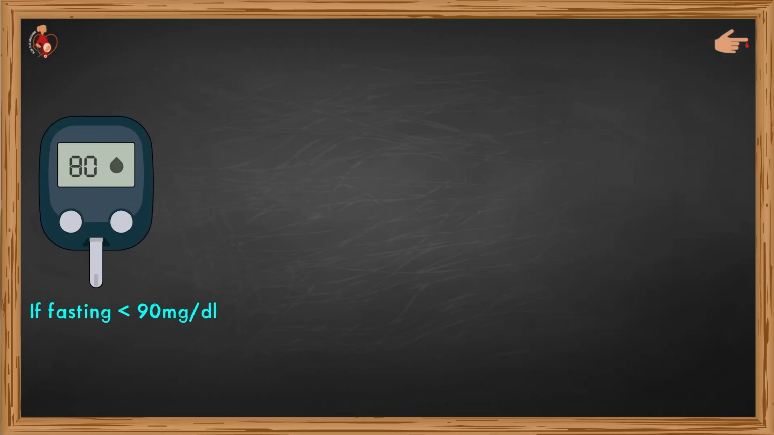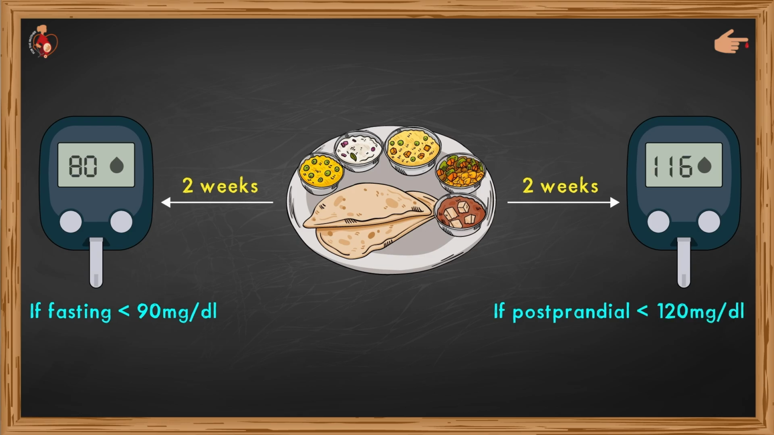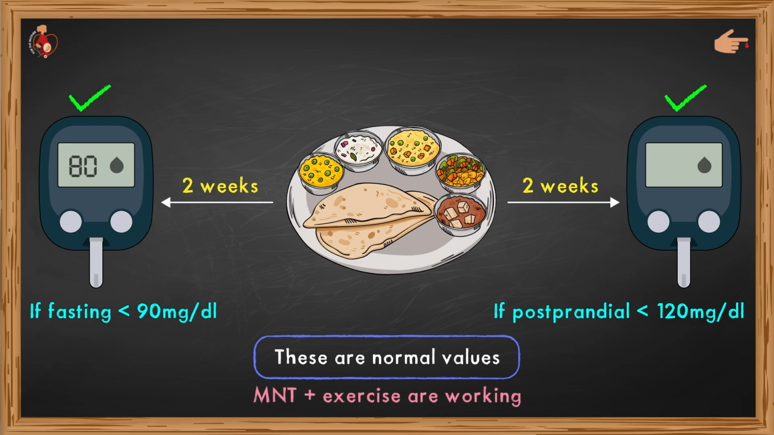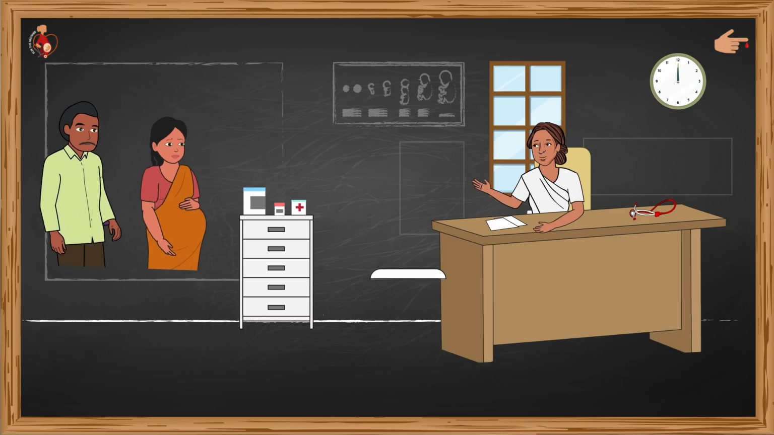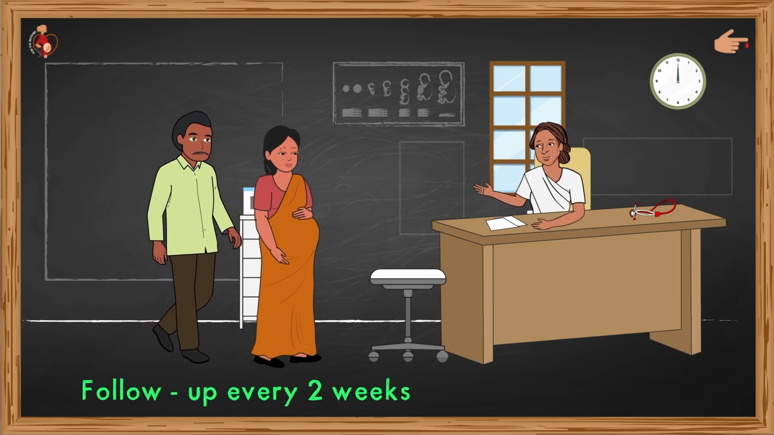After the lady has had the MNT, which is the nutritional therapy, and the exercise, the sugar levels will be checked by the midwife. If the fasting is less than 90 milligrams per deciliter or the postprandial less than 120 milligrams per deciliter, these are normal values. It means that the lady has been compliant to the MNT and the exercise, for which she should be reassured, and the counseling should be that she should maintain what she's been doing and follow up again in the next 2 weeks' time.